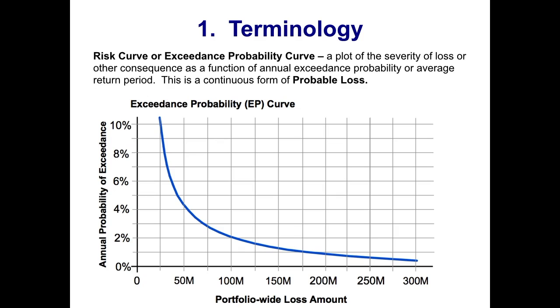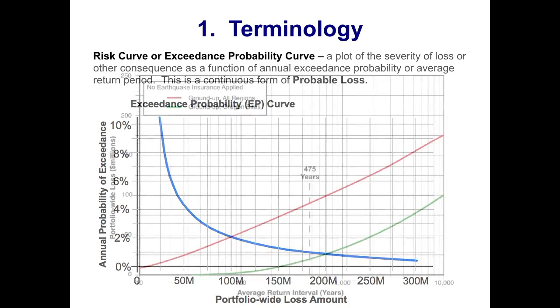Next we talk about risk curves or exceedance probability curves. These are defined as a plot of the severity of loss or other consequence as a function of annual exceedance probability, or average return period. So this is a continuous form of probable loss, such as we encountered in ASTM E2026. And you see below a plot of exceedance probability, where we have the annual probability of exceedance on the y-axis and portfolio-wide loss amount on the x-axis, and the blue curve then tells you what value of loss has a particular annual probability of exceedance.